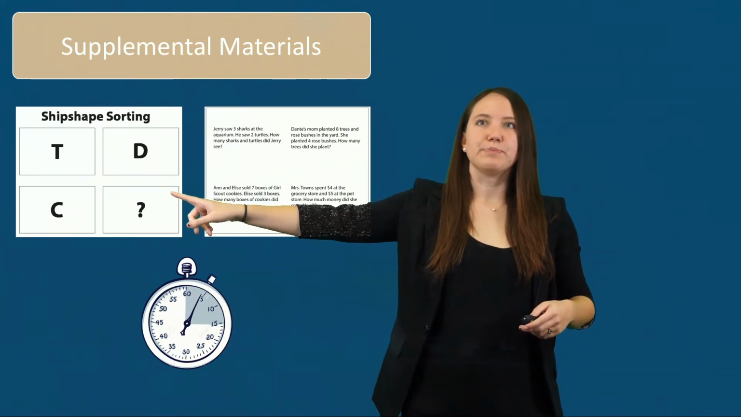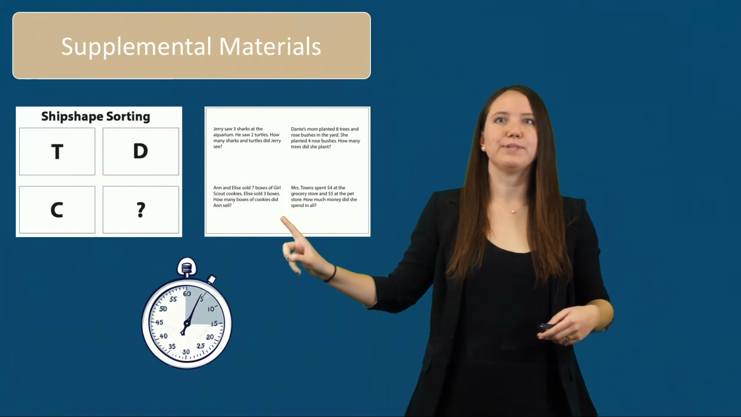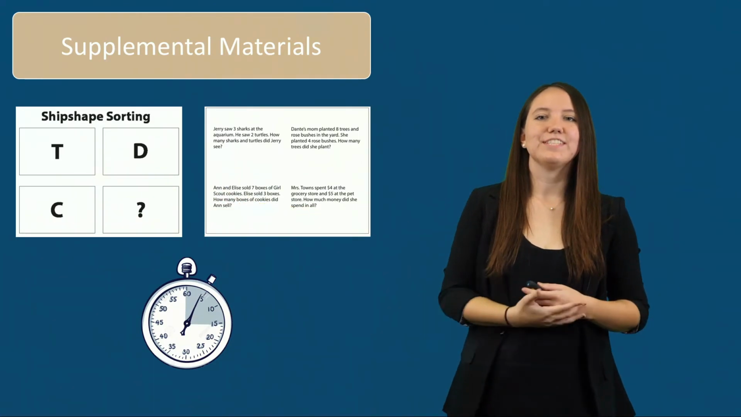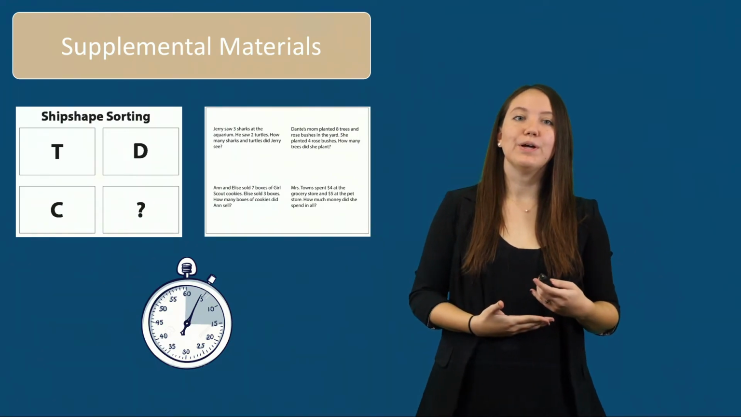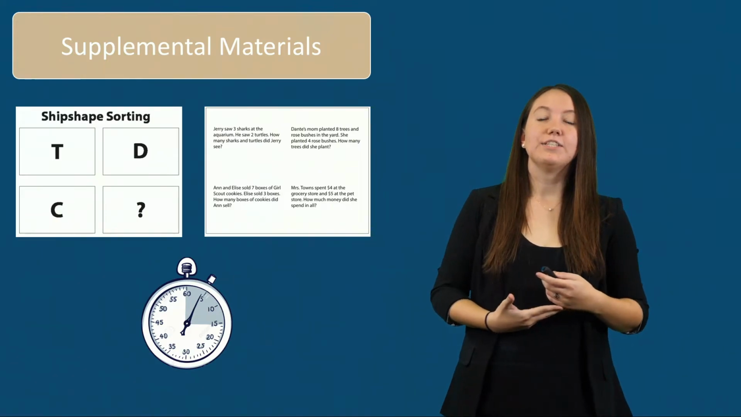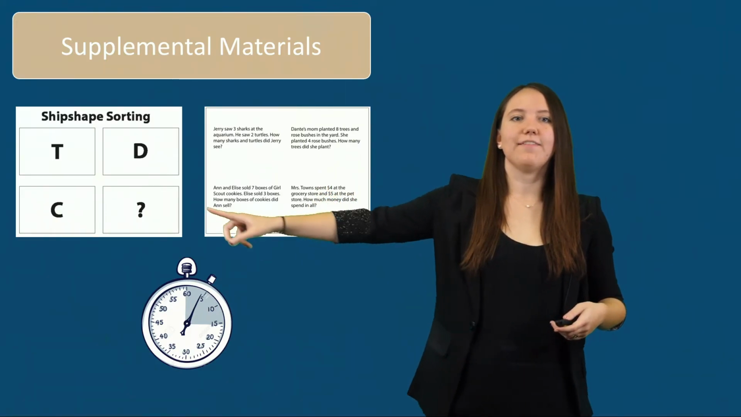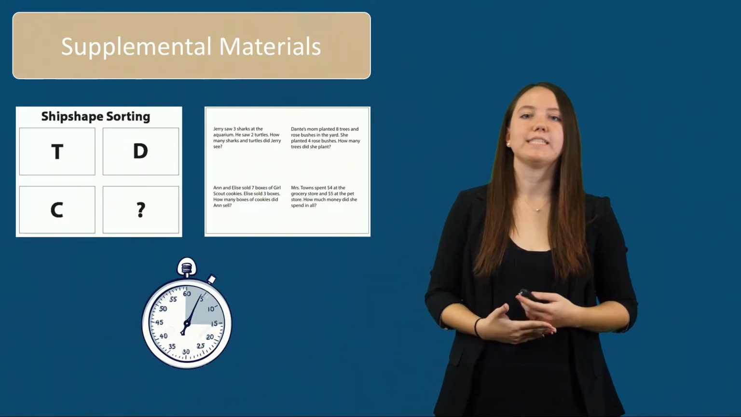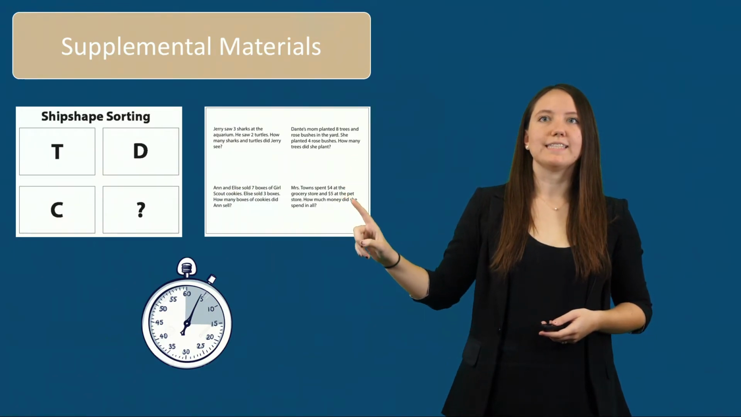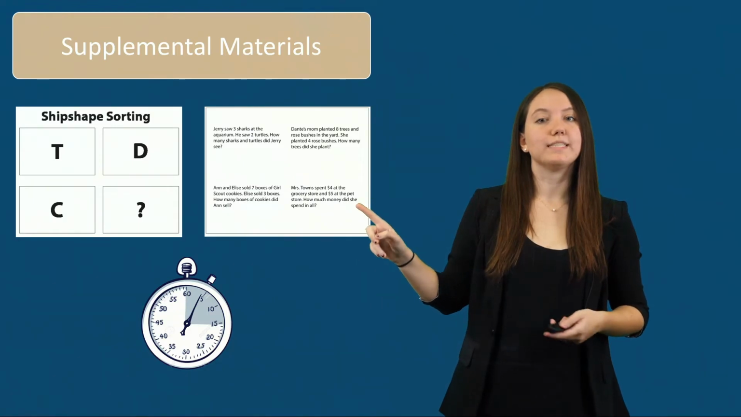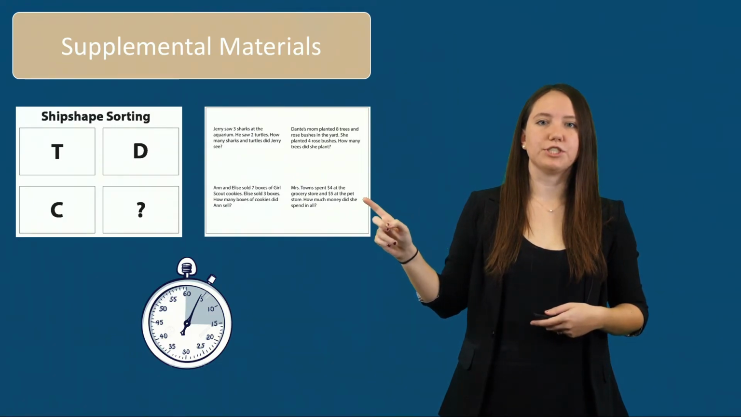Next, we see our ship-shape sorting mat and ship-shape sorting cards. So in the ship-shape sorting activity, students practice sorting word problems into schemas. To do this, they need the cards and the sorting mat, which are found in the supplemental materials. The cards have a word problem on the front and the corresponding schema on the back. So on the back will be a T for total, D for difference, or C for change.